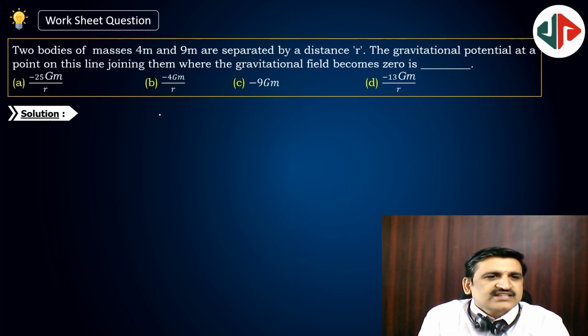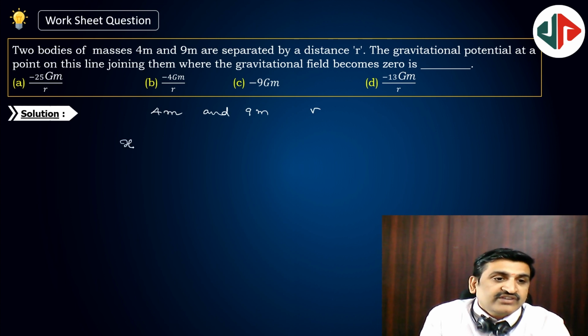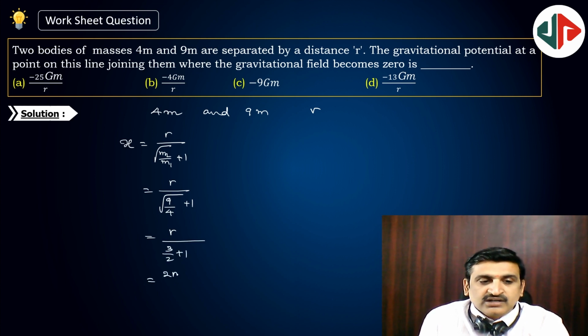Two bodies of masses 4m and 9m are separated by distance r. Find the gravitational potential at a point on the line joining them where the gravitational field becomes 0. The gravitational field becomes 0 at x equal to r by square root of m2 by m1 plus 1. That means r by square root of 9 by 4 plus 1, that is r by 3 by 2 plus 1, that is 2r by 4, right? No, 5. 2r by 5. We should be very careful while doing sums. So this is 2r by 5, that is equal to x.